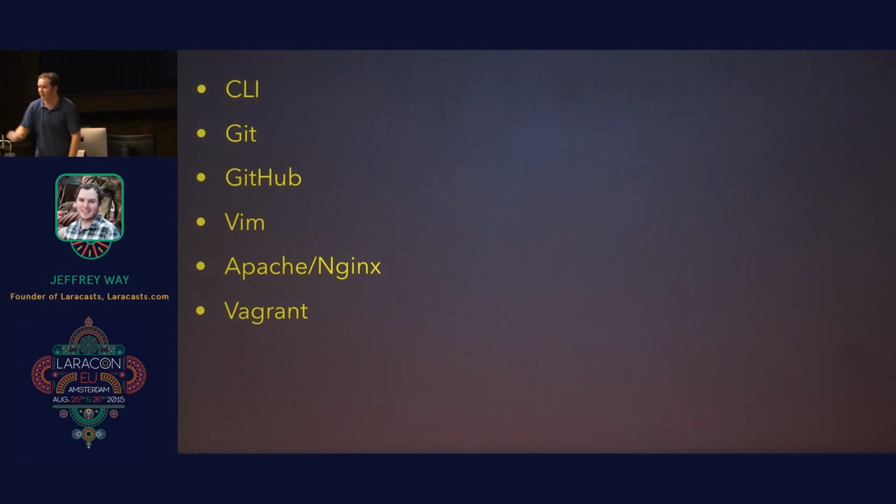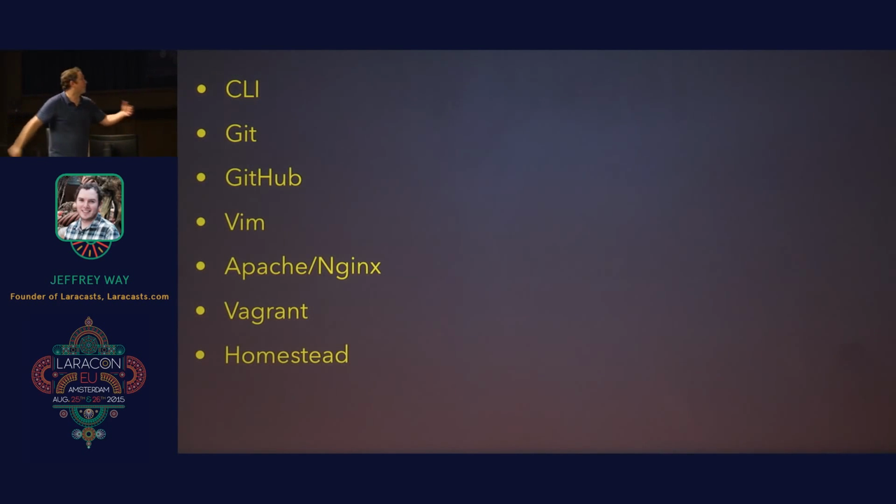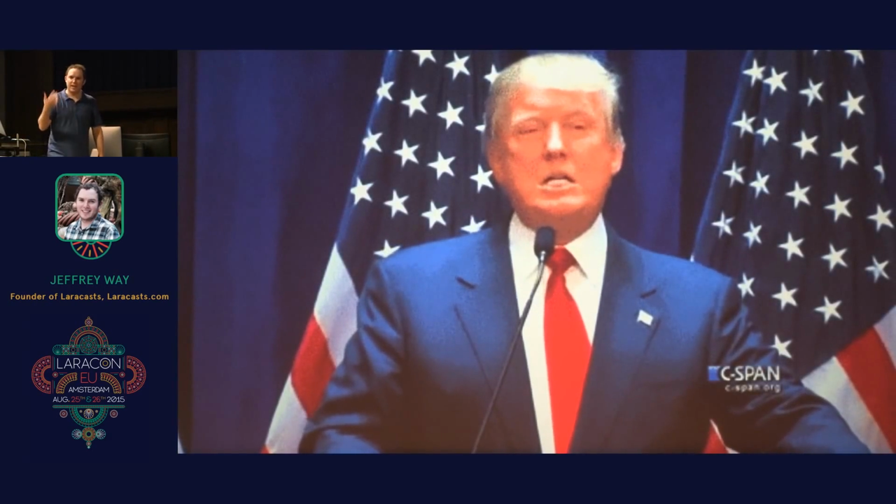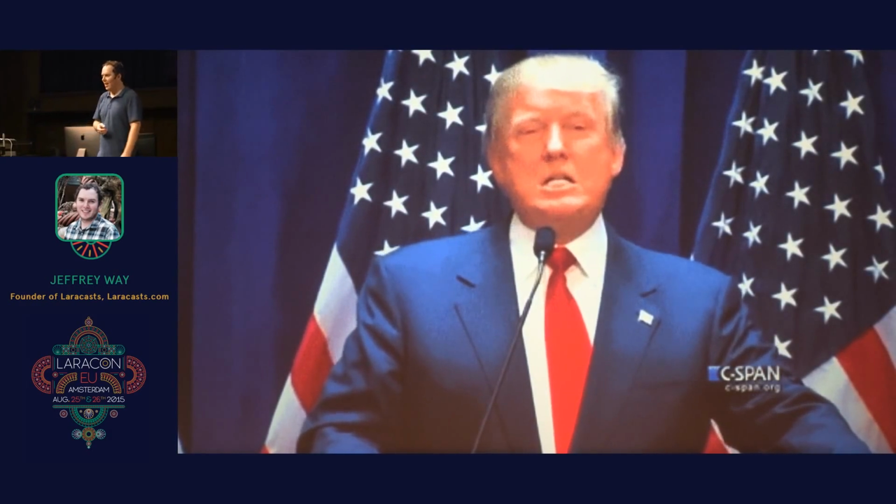Okay, but you know what? Vagrant's kind of hard, so it would be nice if we had a wrapper around Vagrant, like Homestead, to make this easier. Cool. Could we do the same thing for production? Sure, let's use Forge. All right, we're figuring all this out. Give me just a minute to catch my breath. We have a lot to cover.